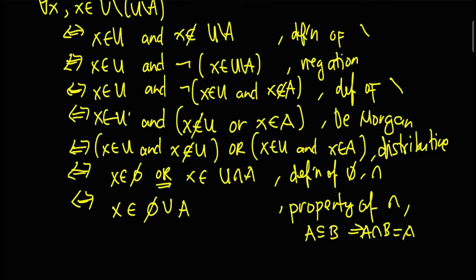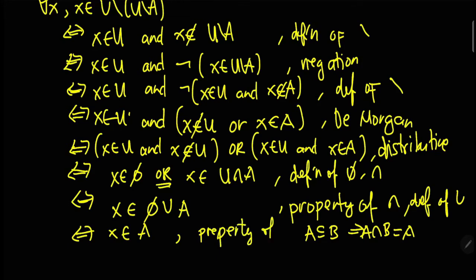And then you have empty set, union A. So you use the definition of union. And finally, empty set, union A. So we've already used that property of the empty set. This is the same as A. So that's the property of the empty set.